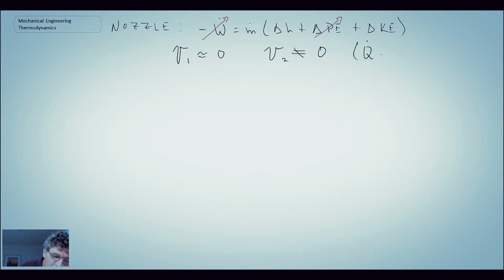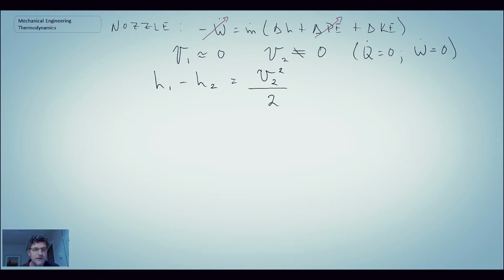For a nozzle, for adiabatic, Q dot is equal to 0 and W dot is equal to 0. We cannot get rid of the kinetic energy, and what the first law translates into is that the mass flow rate will cancel out because work has gone away on the left-hand side. What we end up with is H1 minus H2 equal to the velocity, and I have to be careful not to confuse it with specific volume, velocity squared divided by 2. That becomes the first law.